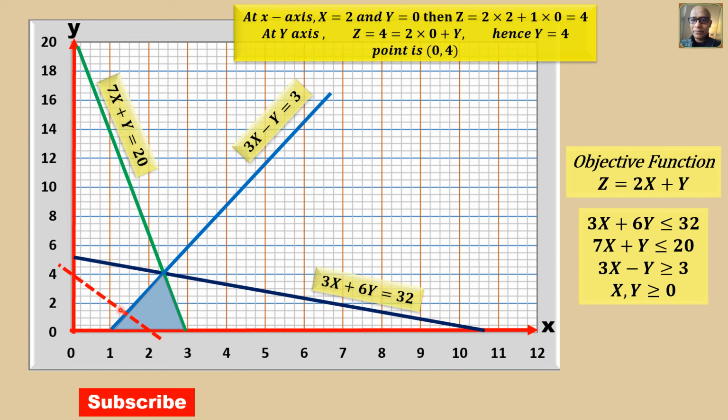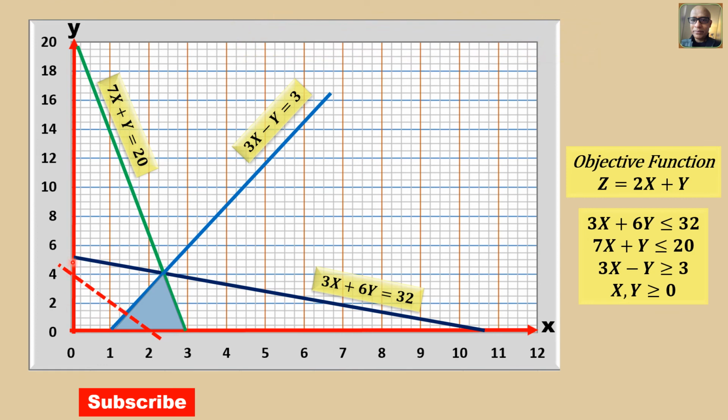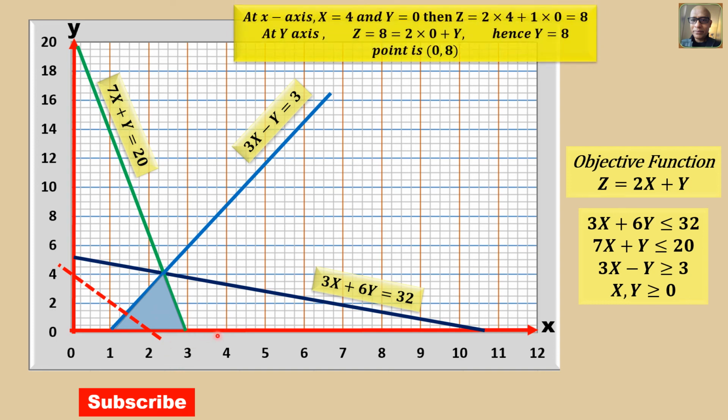So say in that case, say I will push this line somewhere here, so I have to assume some value. Say I will move here like this. So we have to assume a value on the x-axis. Say it is x equal to 4. I am taking x equal to 4, so y, of course, will be 0. It is on the x-axis. Now you put this value 4, 0 in this equation, z equal to 2x plus y.